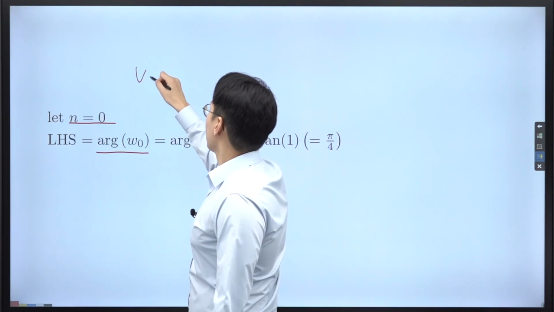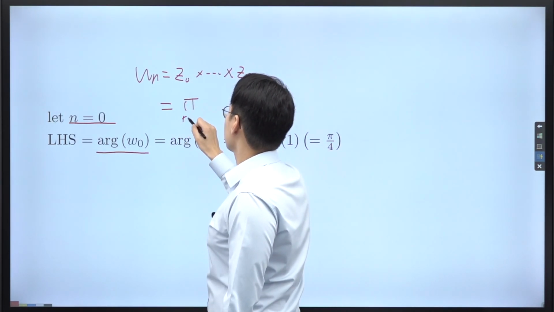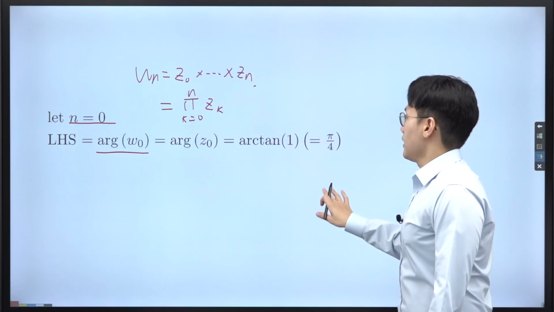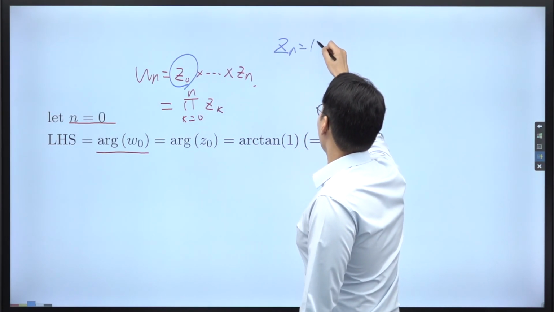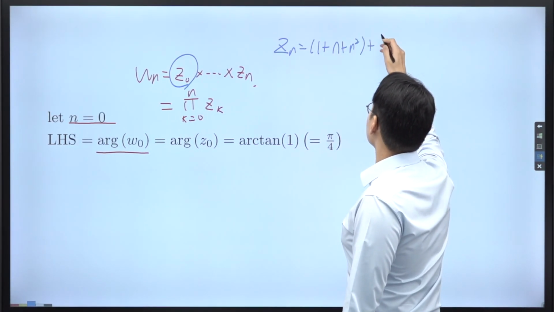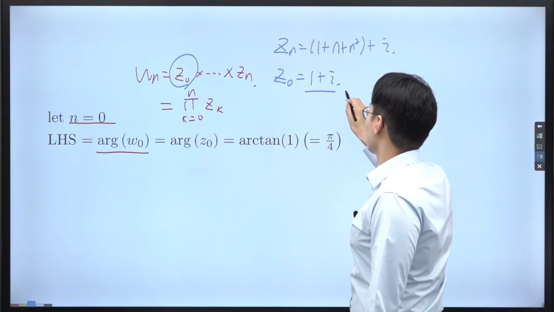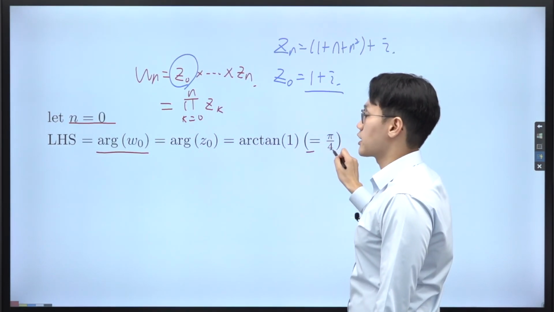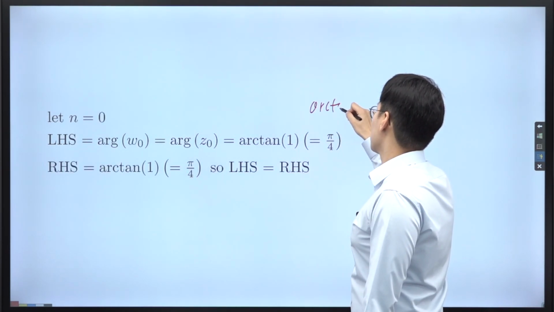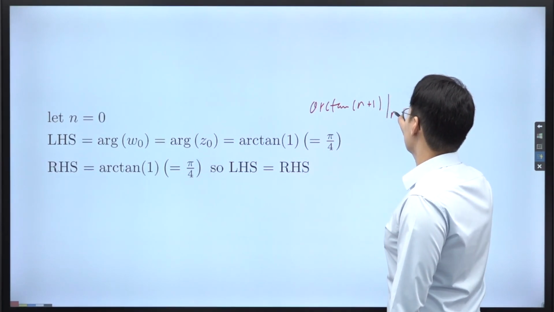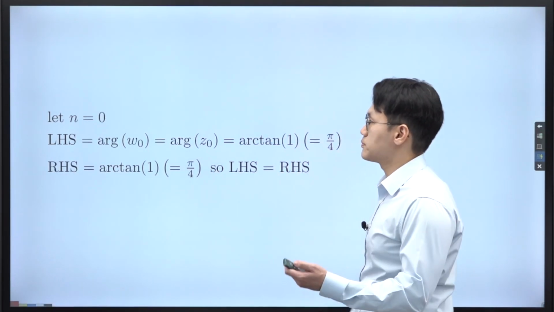Because omega n was the product of the following form, which I can write with a capital letter pi for the product. For the first term it will be z naught, where z n was defined as 1 plus n squared plus i. If you let n be 0, then I have 1 plus i. That's my complex number, and for that the argument is pretty obviously pi over 4. If you use the given statement, arctangent of n plus 1, and let n be 0, you get arctangent 1, which is also simply pi over 4. So it's easy to prove for the basic step.